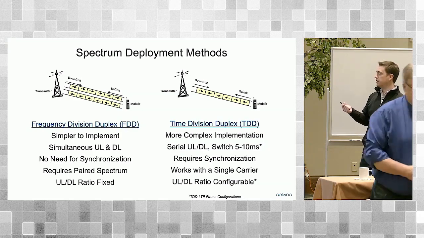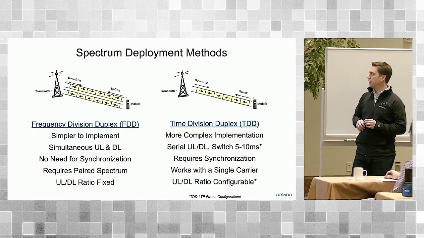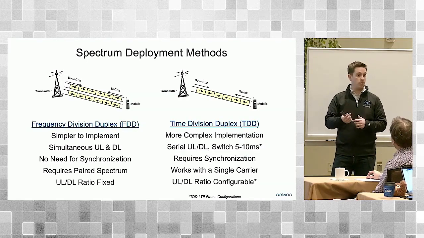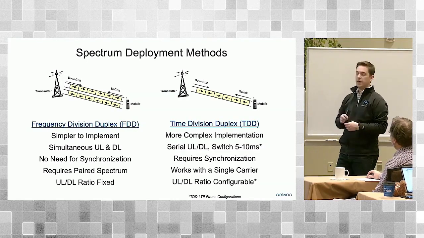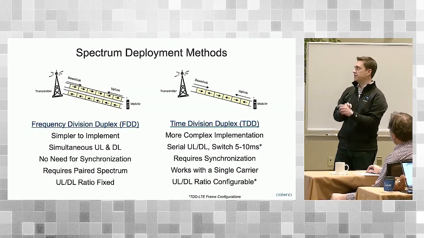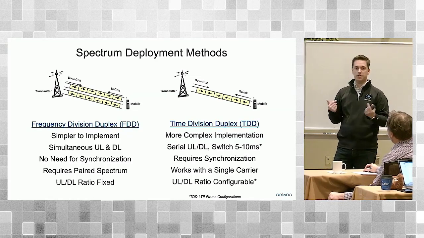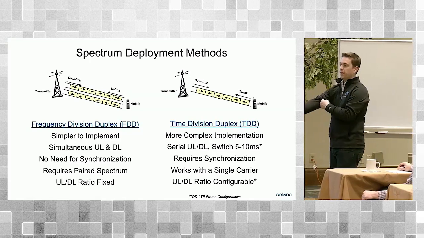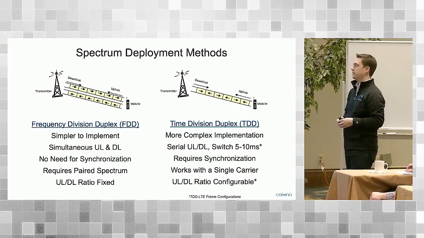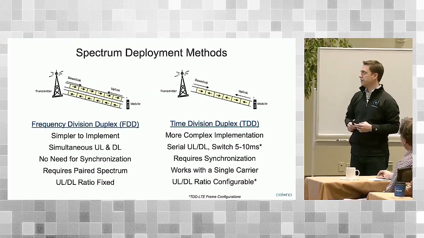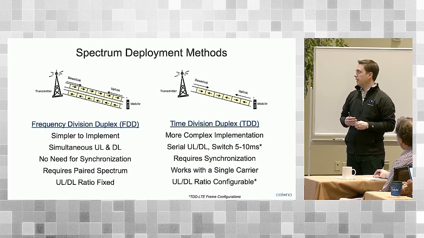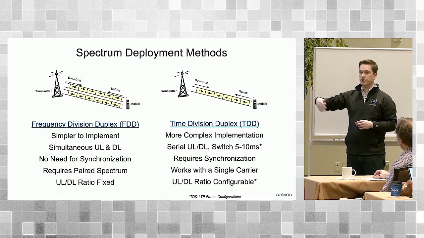TDD, yeah, it's a little bit more complex to implement. It's serial uplink and downlink, so we have to switch between uplink and downlink because we can only do one on the channel at a time out of a given radio. Versus FDD, you could do simultaneous. Obviously if it's on different frequencies, you could have uplink and downlink going at the same time across those different channels. It does require synchronization on TDD, but it works with a single carrier. And that uplink to downlink ratio is configurable.